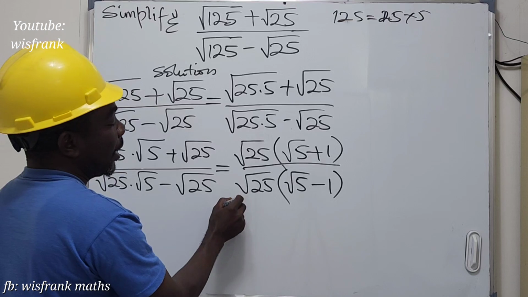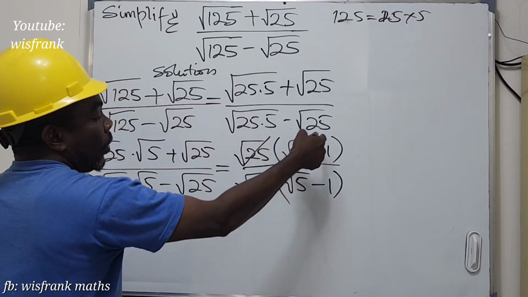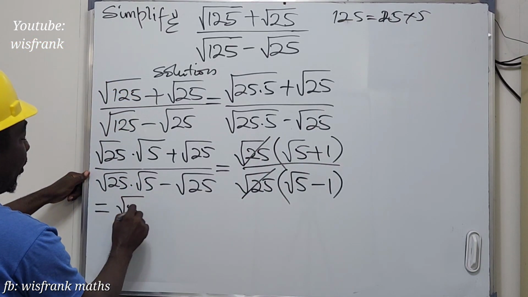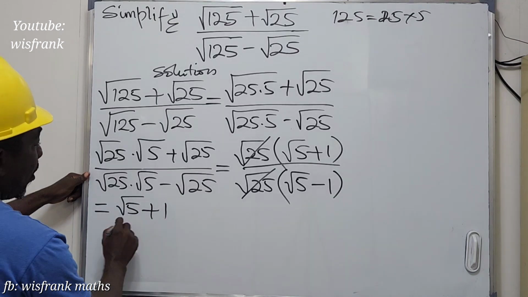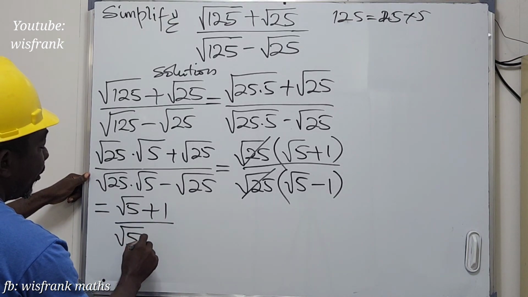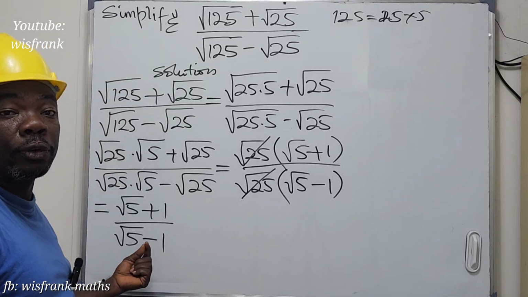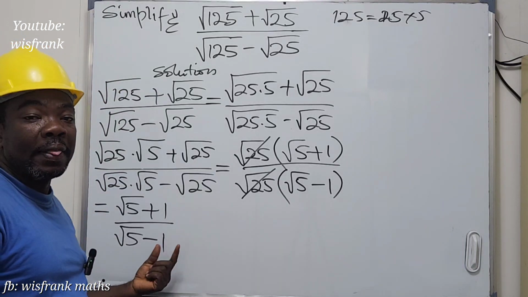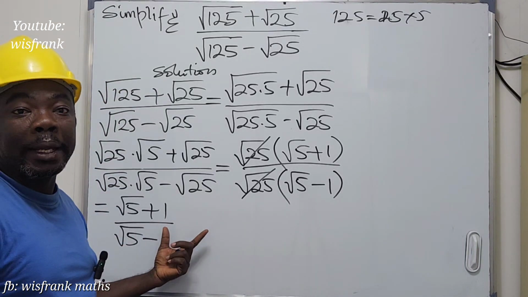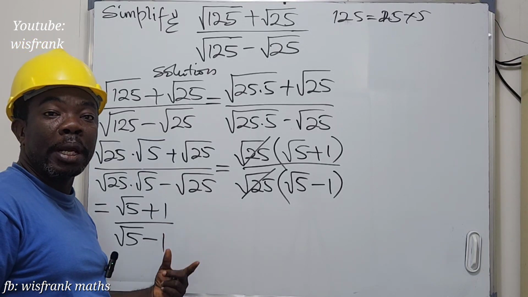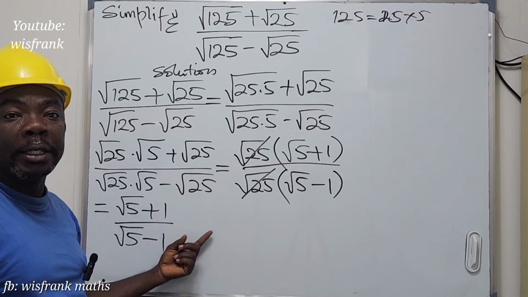In this case, we can see that the square root of 25 in the numerator will cancel the one in the denominator. So we are now left with the square root of 5 plus 1 all over the square root of 5 minus 1. This is in a shorter form. What we are going to do is rationalize this by multiplying the numerator and the denominator by the conjugate of the denominator.